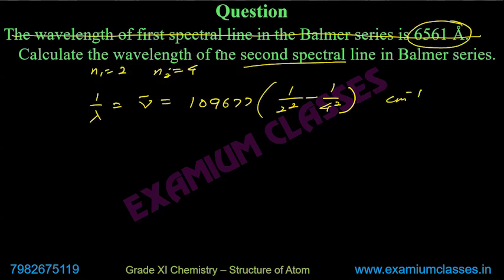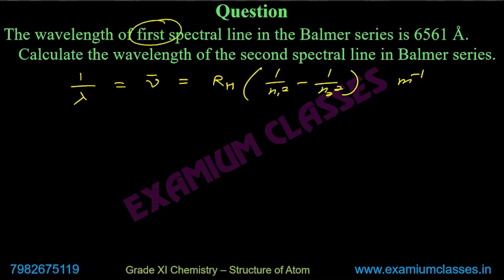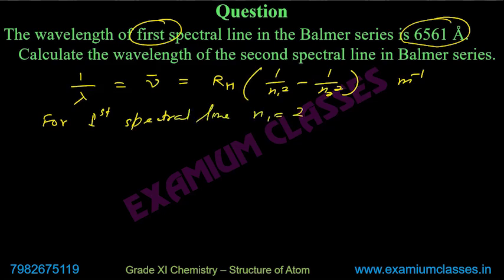In this question, it is given because you are not expected to know RH. So here you will write RH. 1 by lambda is given by nu bar equals RH times 1 by n1 square minus 1 by n2 square. Let it be per meter because conversion from angstrom to meter will be easier. Now, the question says for the first spectral line, lambda is given. For the first spectral line, n1 will always be 2, n2 in this case will be 3.